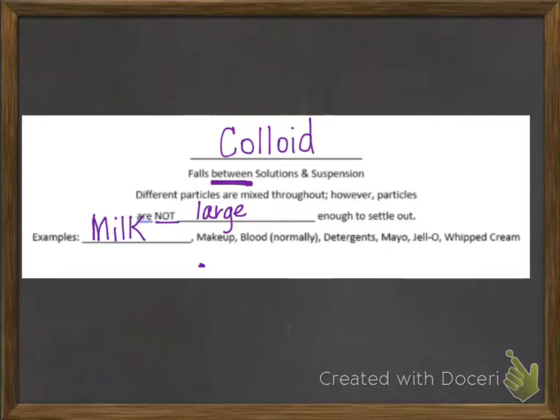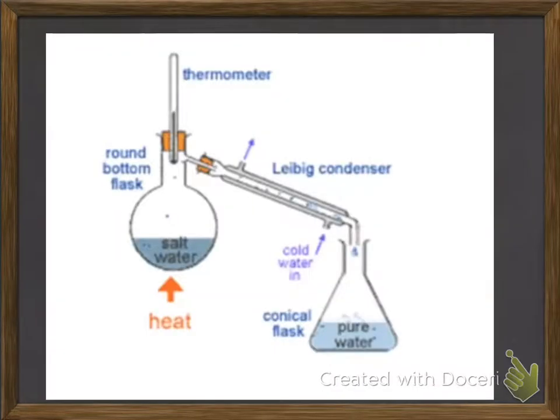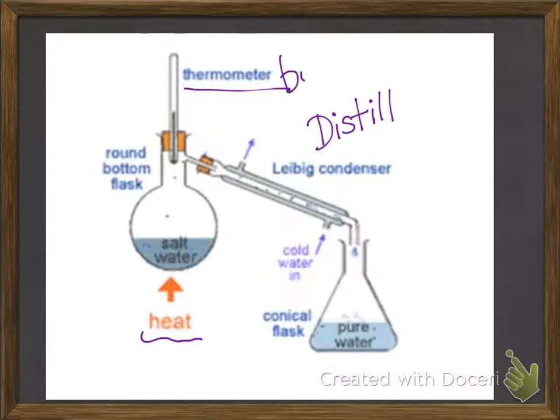Now we're going to look at some methods to actually separate mixtures. Okay, the first one here is distillation, and that means to distill something out. And I'm going to walk you through the process. So here we have salt water set up at this apparatus, and we're going to apply heat to it. After that, you're going to see the thermometer rise. This water is going to start to boil.